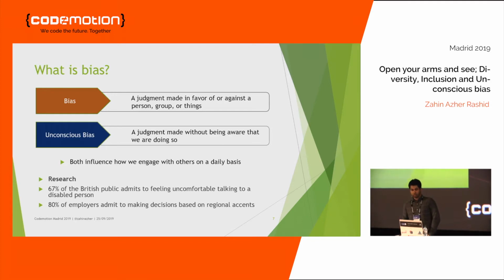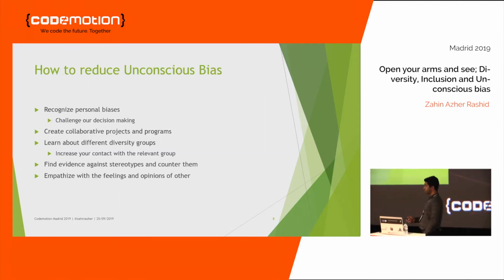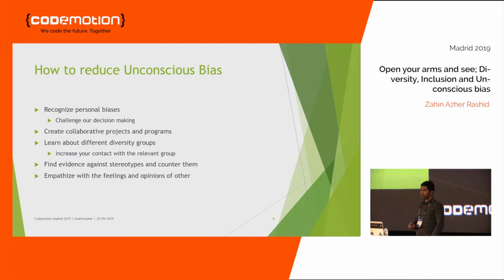There's also good research about a comparison. 67% of the British admitted that they felt uncomfortable while talking to a disabled person. And also, 80% of employees admitted that they made decisions based on regional accents. So the biases are already there, but we have to do something about it. So how to reduce unconscious bias? The first one is that we have to recognize our own personal biases.